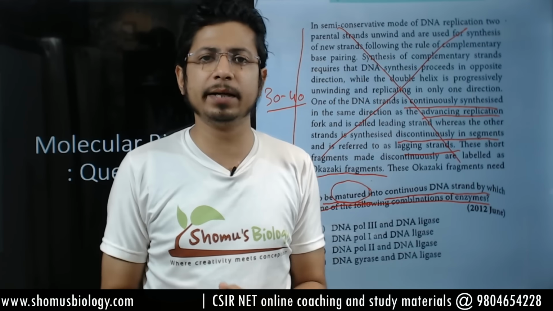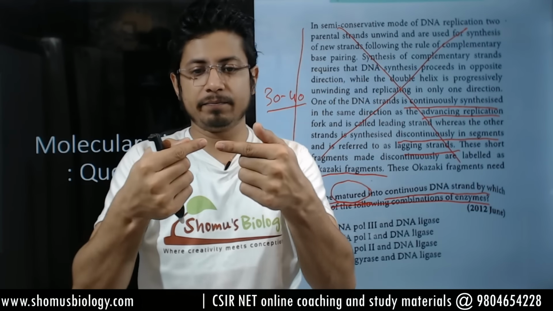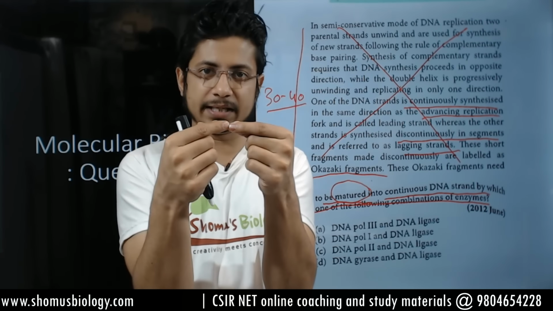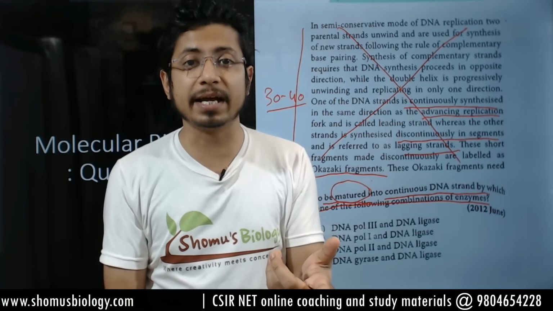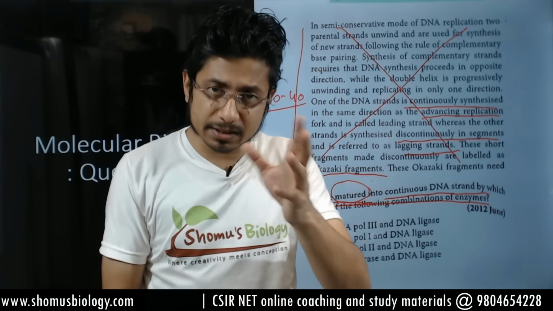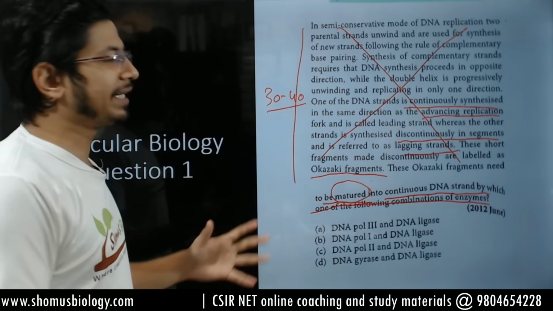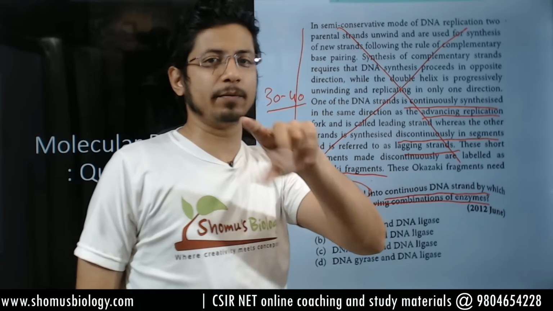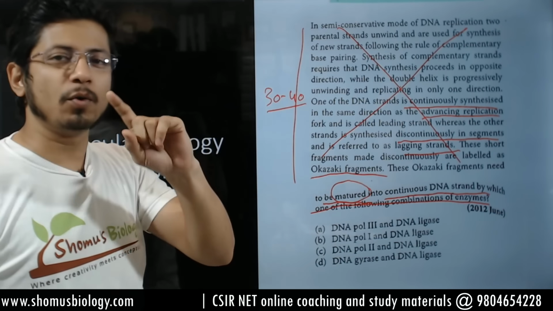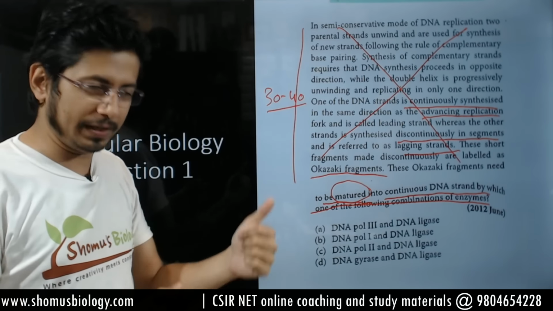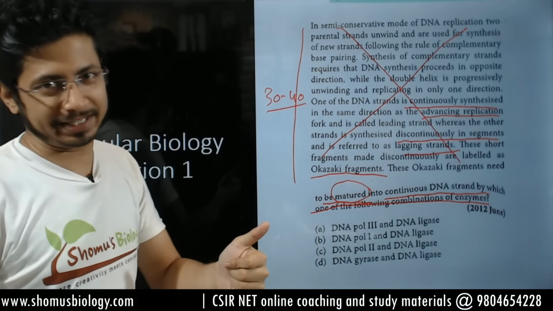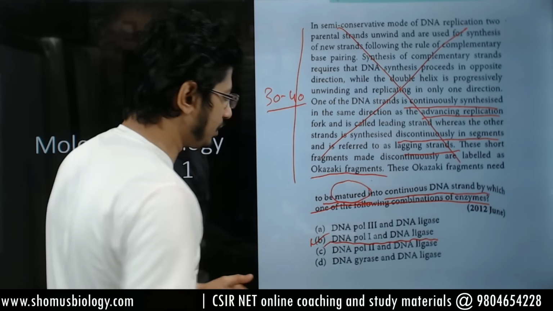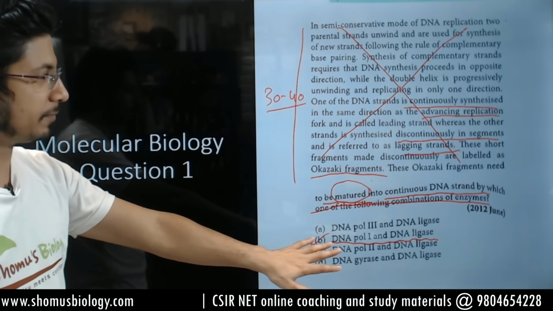The gap is also filled by DNA polymerase 1, but there is a nick, that is a cut between the newly synthesized dNTPs and the existing strand. That nick is sealed by which enzyme? Ligase, because DNA ligase is the only enzyme that can seal the nick. So basically at the end of DNA replication in the lagging strand, two enzymes work together: DNA polymerase 1 fills the gap, and ligase seals the nick. So DNA polymerase 1 and DNA ligase should be your answer. Option B should be your answer.